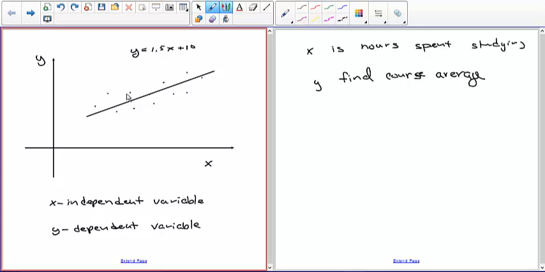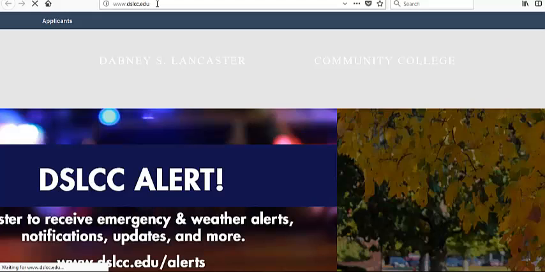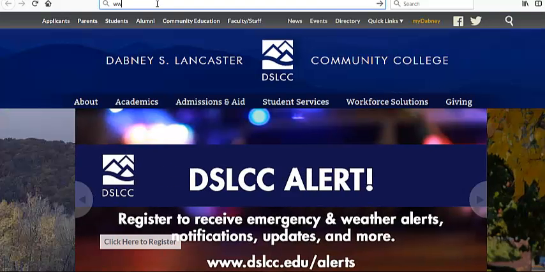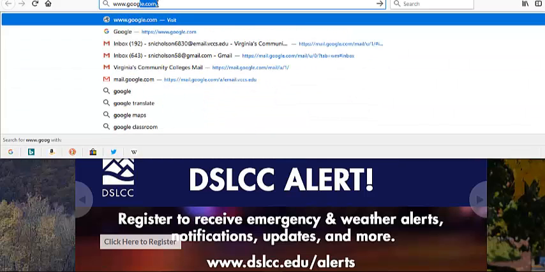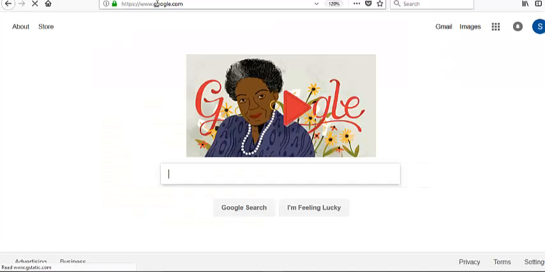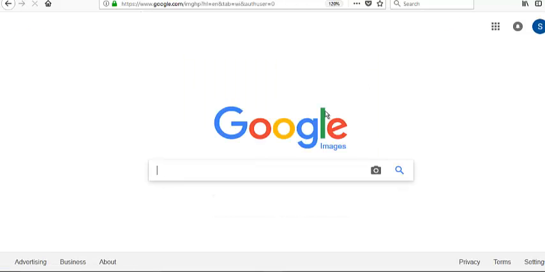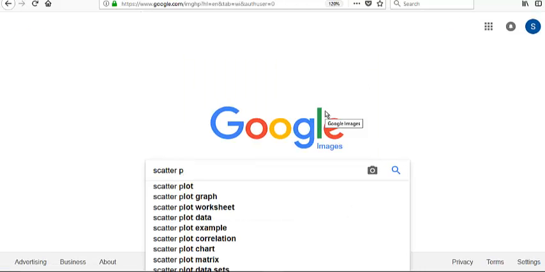So the question is, how do we create a graph like this? How do we come up with the equation for the line? And we'll just open up Google here and look at a couple of scatter plots that they have online and talk about them. Give you some examples of what you might use a scatter plot for. So we'll go to images, scatter plot.